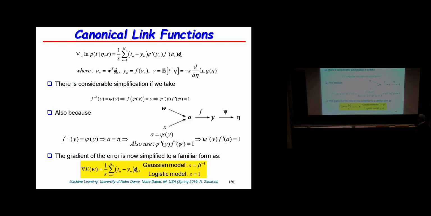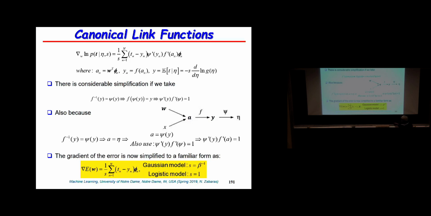W transpose x. And what is eta? Eta are the natural parameters in the distribution that are unique to every family of distributions. So we're going to make a equal to eta. If a is equal to eta, you know what it means? From y I can go to a with what transformation? F inverse. And from y I can go to eta through psi. So F inverse has to be equal to psi. All right? F inverse has to be equal to psi, which is what you see here.